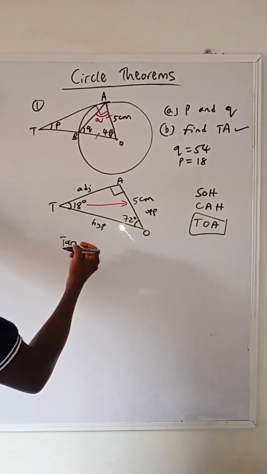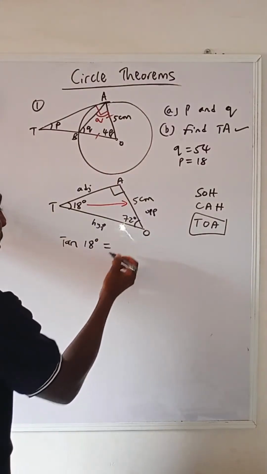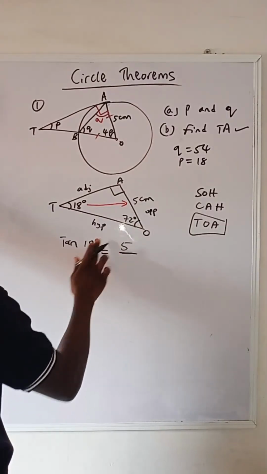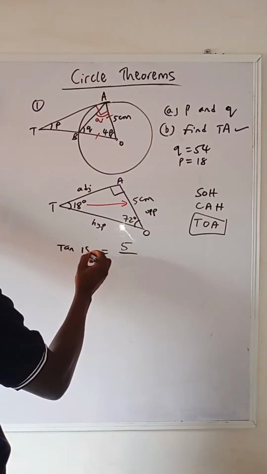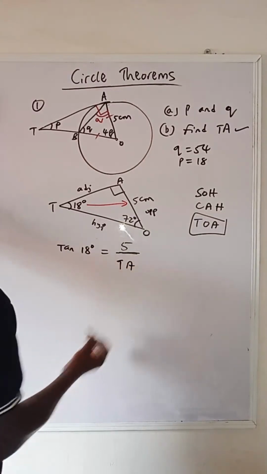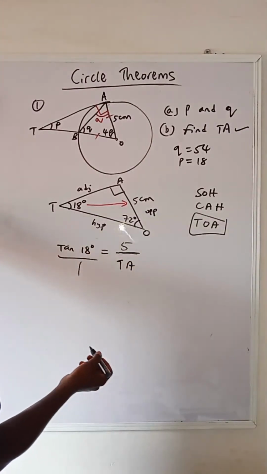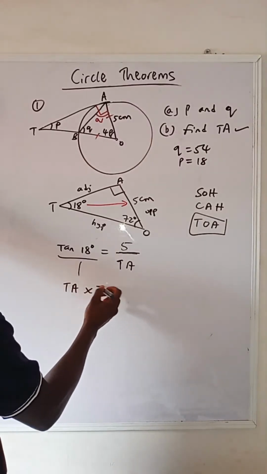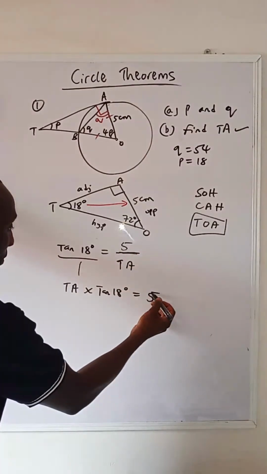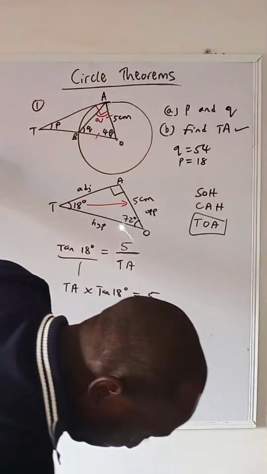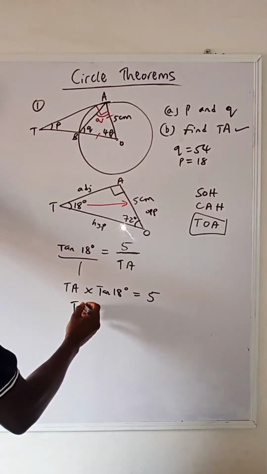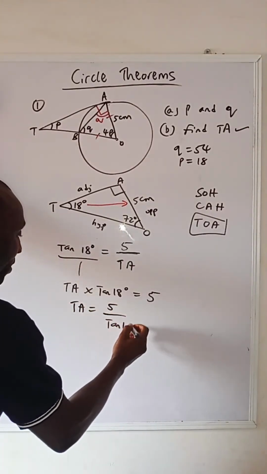So tan 18 degrees will be equal to the opposite, which is 5, over the adjacent, which is TA. When you cross multiply, that's TA times tan 18 degrees. I can actually just skip this step. So let's divide both sides by tan 18 degrees. Thank you, Nikewe. So TA equals 5 over tan 18 degrees.